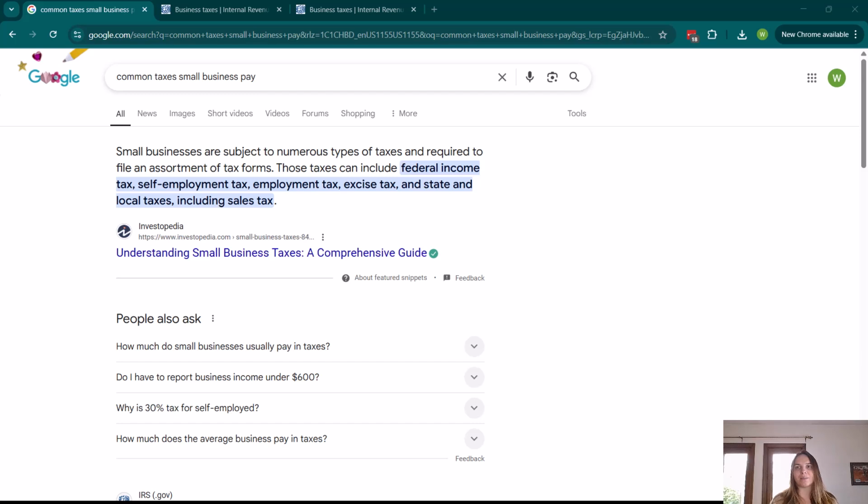You type in common taxes that a small business has to pay into Google, this is what comes up. So you have federal income tax, self-employment tax, employment tax, excise tax, state and local taxes, including sales tax. This isn't necessarily wrong, but it's also not correct. It's not applicable to everybody. So what we're going to do in this video is determine how you are taxed. And then in a future video, I'm going to explain how you calculate those taxes based on how you're taxed.